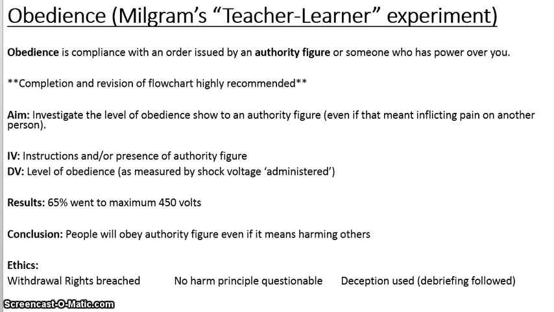So Milgram's aim in his teacher-learner experiment was to investigate the level of obedience shown to an authority figure, even if that meant inflicting pain on another person. So as you'll recall, his independent variable had the authority figure present in the room and giving certain instructions at certain points, such as "the experiment requires that you continue," "Teacher, you must go on," and so forth.